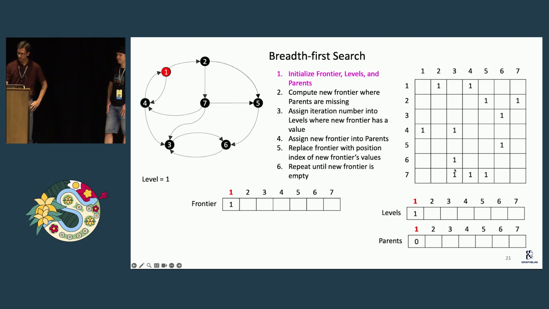So let's do the same thing. All right, so I'm going to initialize frontier, level, and parents. So this time I've got three of them. It's getting more complicated, but it's okay. So the level, I'll put, where this is the first level here.